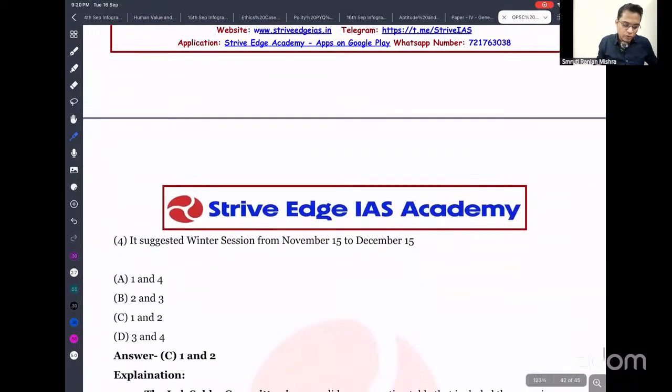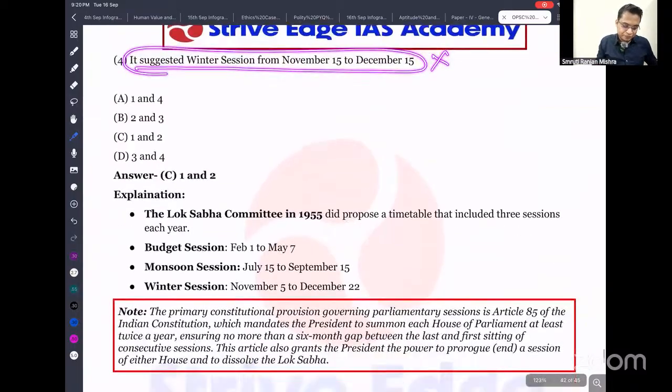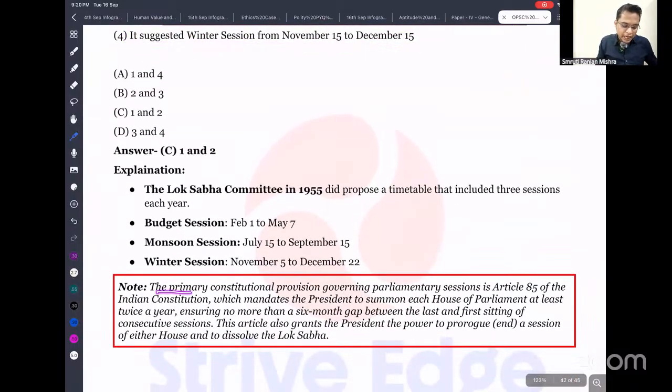The statement that winter session should be held is actually wrong. The primary constitutional provision governing parliament sessions is Article 85. Article 85 says the Indian constitution mandates the President to summon the houses of parliament at least twice a year. That means our parliament needs to be assembled at least twice in a year, ensuring no 6-month gap between the last and first sitting of consecutive sessions.